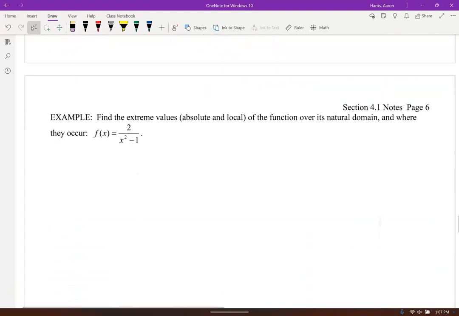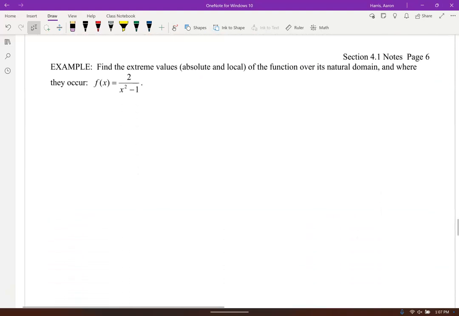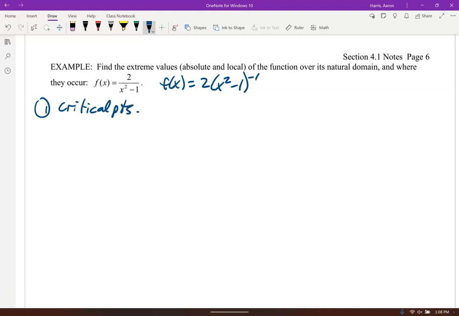Let's find the extreme values, both absolute and local, of the function over its natural domain. So we have f of x equals 2 over x squared minus 1. Let me write that as 2 times (x squared minus 1) to the negative 1 before I start step 1 and find my critical points. So now I take the derivative.